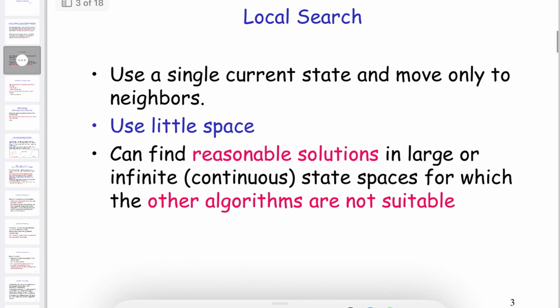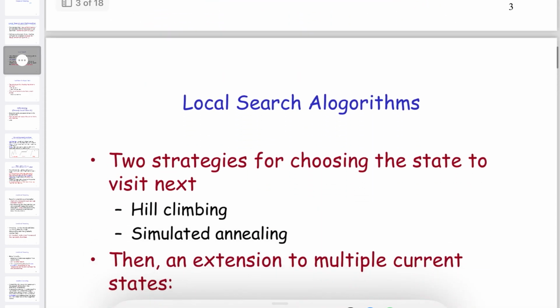Now in local search, we use a single current state and move only to neighbors. That means we start with a single state and move one after another to the next neighbors. It uses little space, so when you travel, don't take bigger steps. Use small spaces. It can find reasonable solutions in large or infinite state spaces for which other algorithms are not suitable. Many algorithms may not be suitable, but using local search we can easily find reasonable solutions.